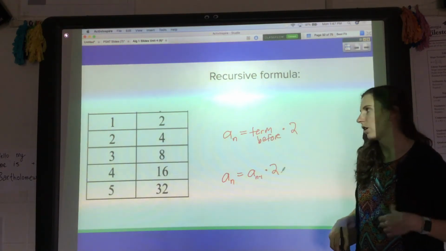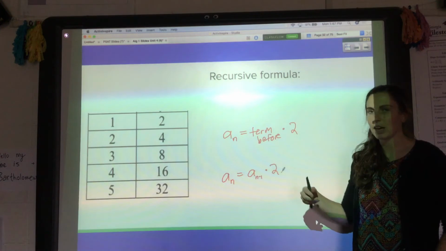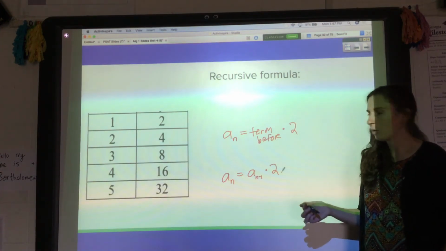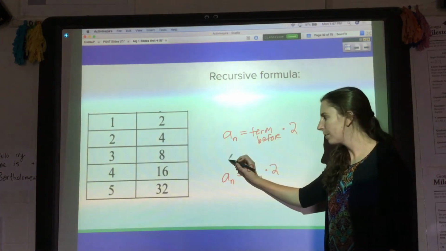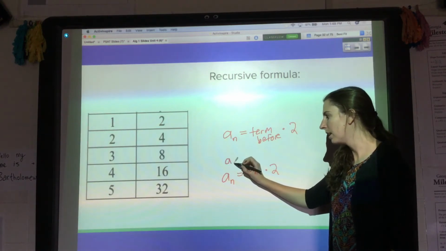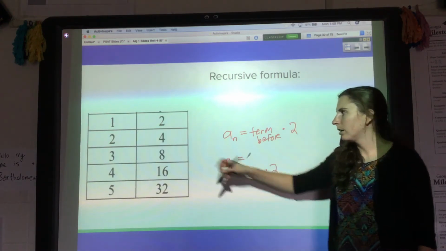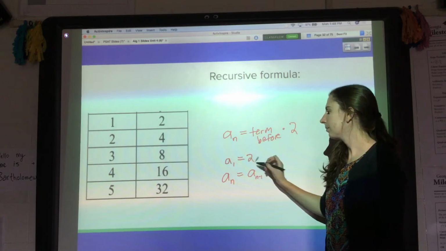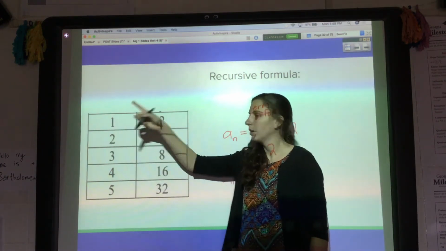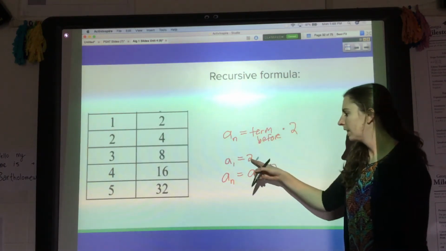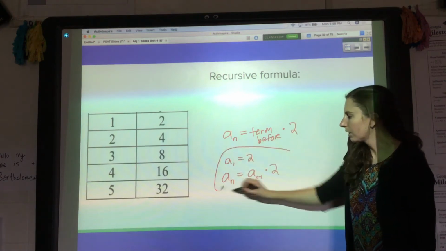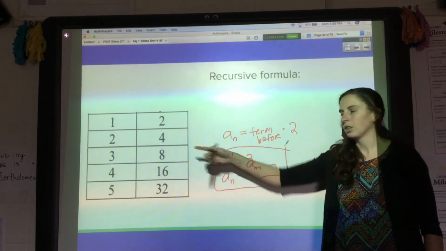You also need a starting point. I can't go back forever. I need to say at some point, you've got to start here. So typically with a recursive formula, we say, by the way, a_1 is 2, because my first term was 2. And so this would be a recursive formula for this situation.